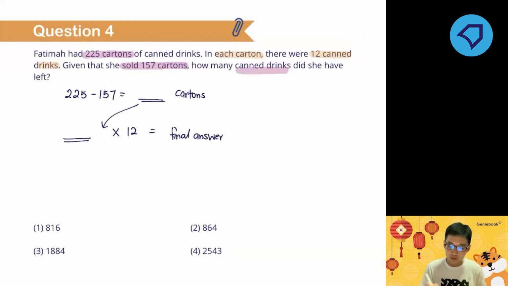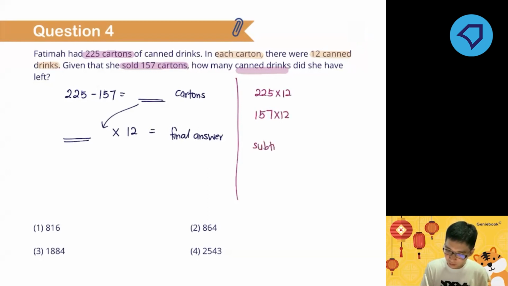But of course, for those who have already started working this way, you'll take 225 times 12. Then later on, you'll take 157 times 12. Then later, you perform the subtraction. Subtract those two answers. That will incur three steps. You see that? That will incur three steps. But if you follow what I did here, I only need two steps. Okay, so for those who prefer this method, you can try this. Either method works, okay? You can choose method one. Okay, this is method one.